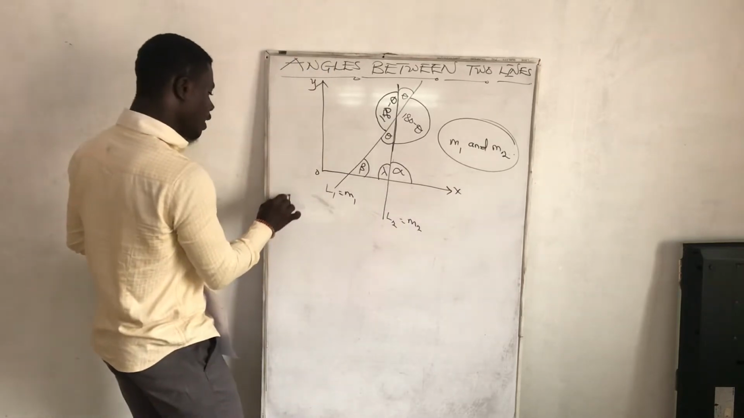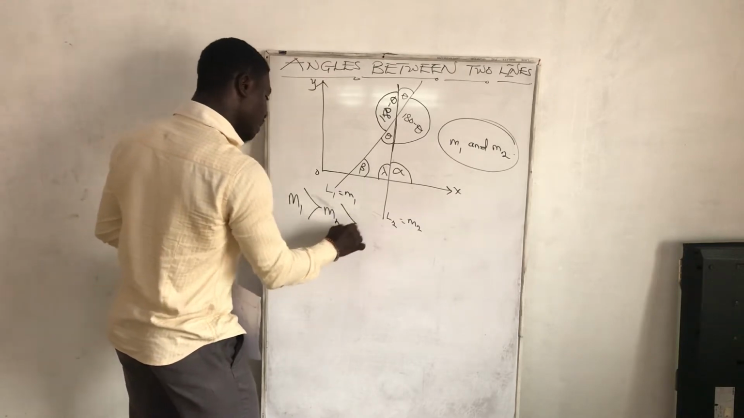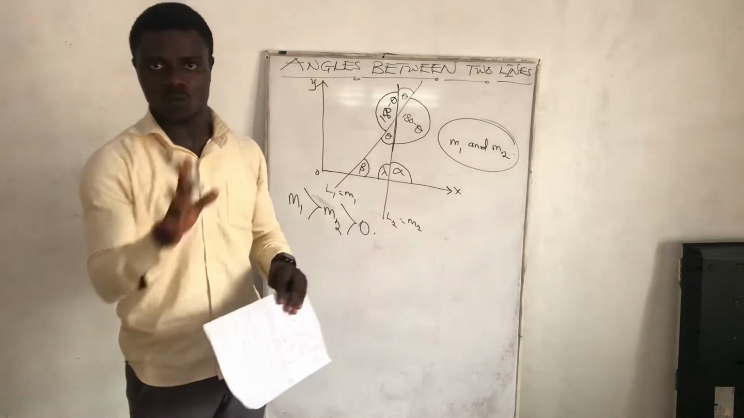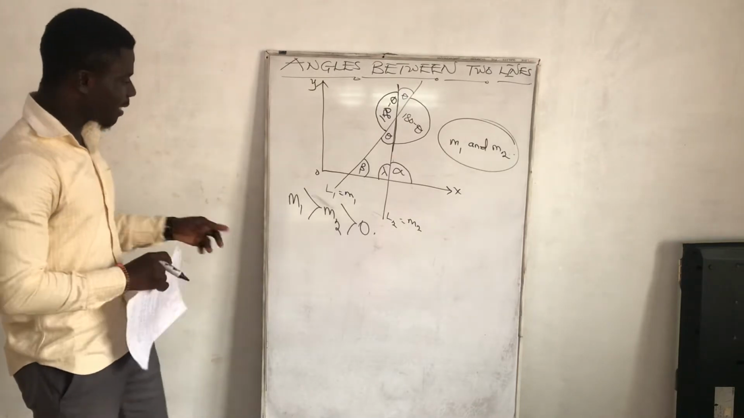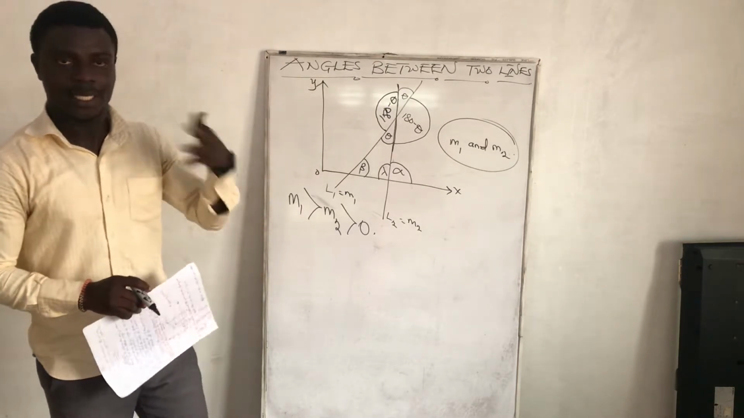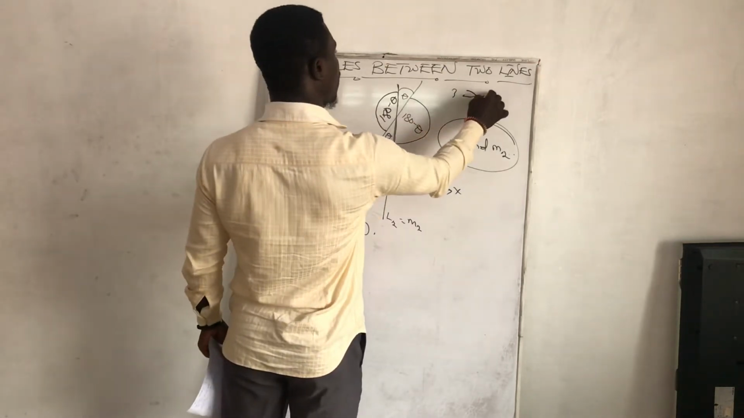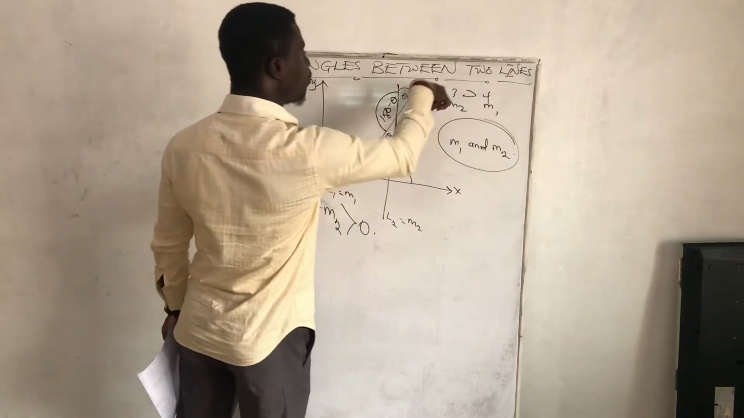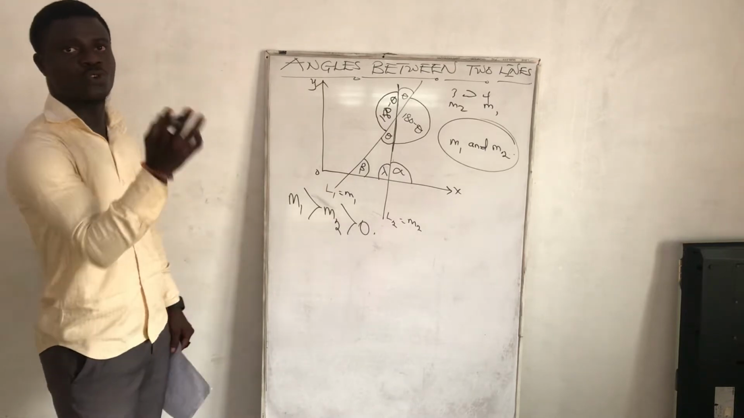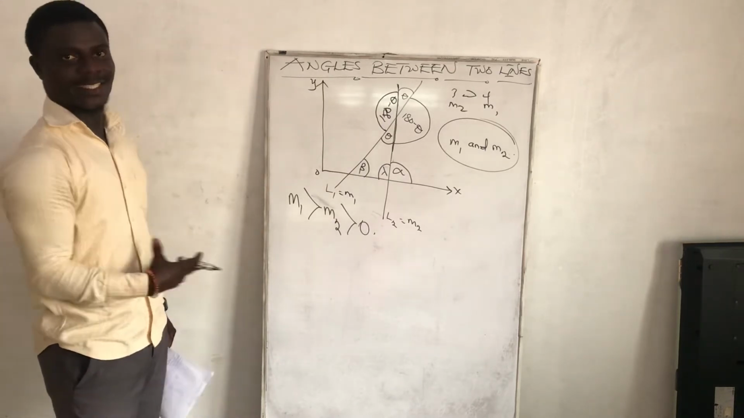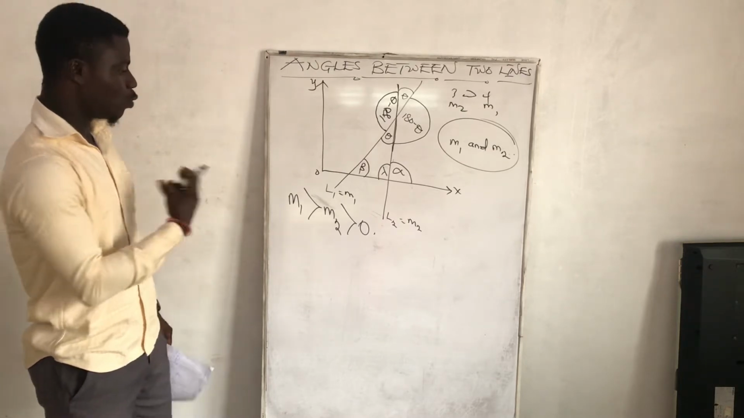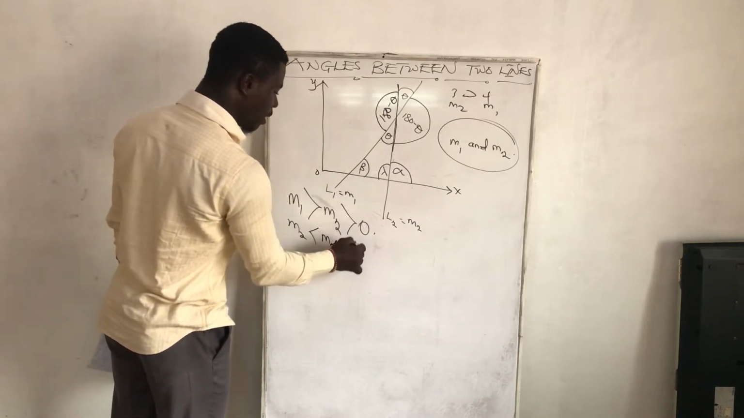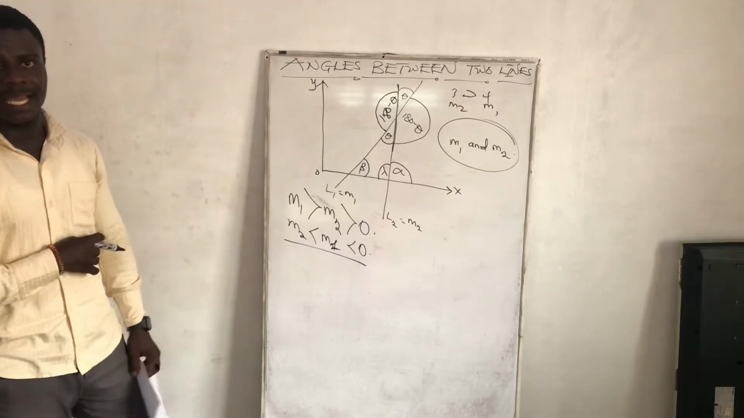Suppose that M1 is greater than M2, which is greater than 0. You can use that. So if I have the gradients 3 and 4, my M1 will be the greater one, the 4, and my M2 will be the smallest, the 3, because I've stated that M1 should be greater than M2. M2 should be less than M1. That's the reverse of what I said earlier.